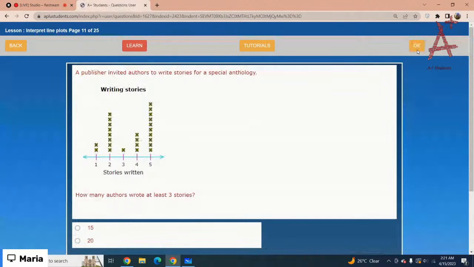Okay, a publisher invited authors to write stories for a special anthology. How many authors wrote at least three stories? At least means the minimum value would be three, and the maximum value can be any. So you have to add up the frequencies of 3, 4, and 5. So it would be 15. The correct option is 15.